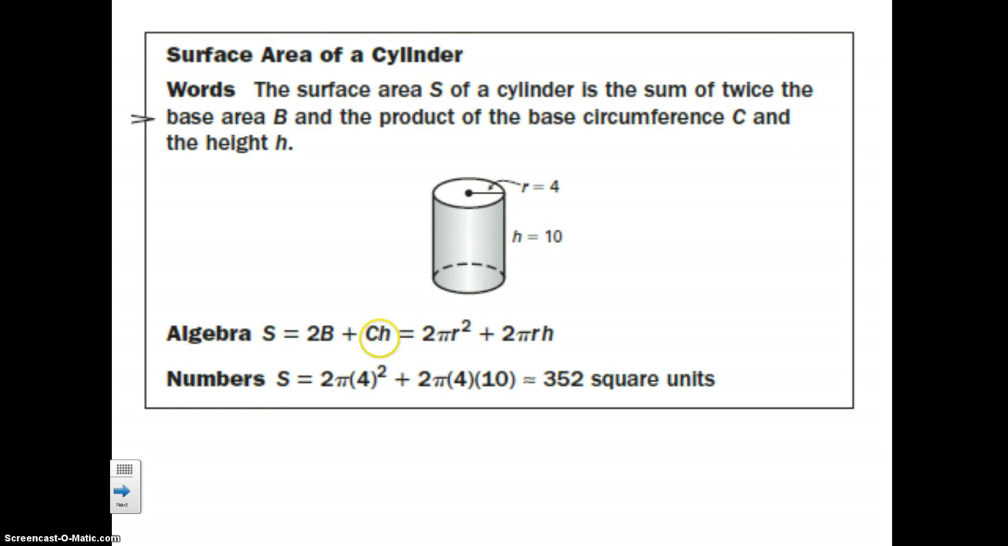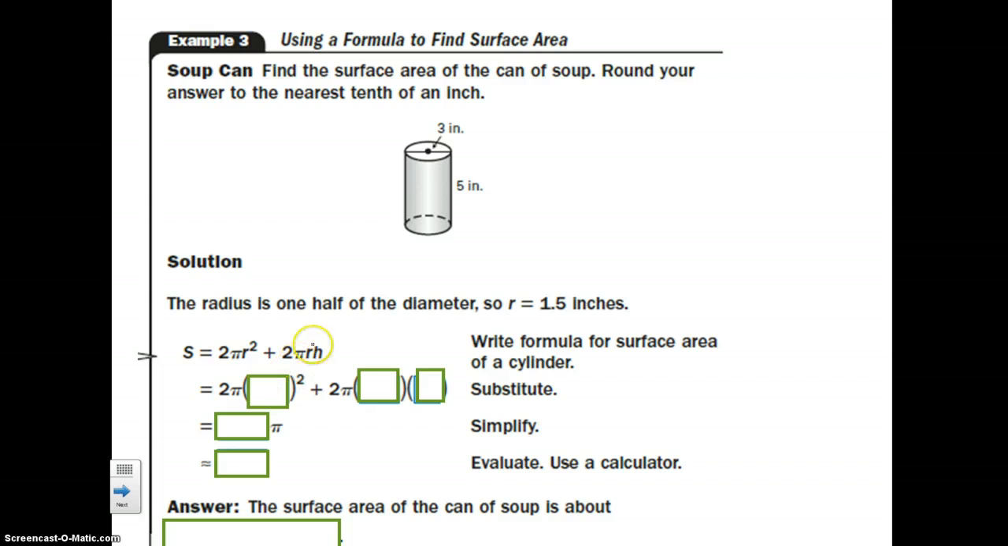Here's a cylinder. Again, this is the generic formula. This formula is what we're really using. You only have 2 numbers, the radius and the height. So you plug in the radius, 4, and you plug in the height. Then just make sure that you do the square first. And we'll do an example of that here.